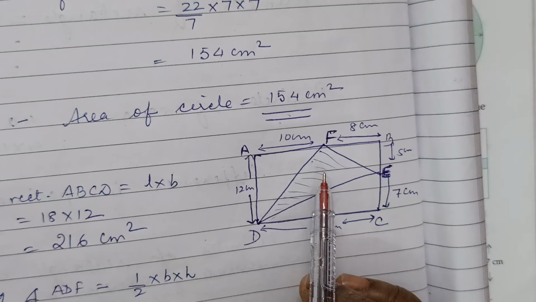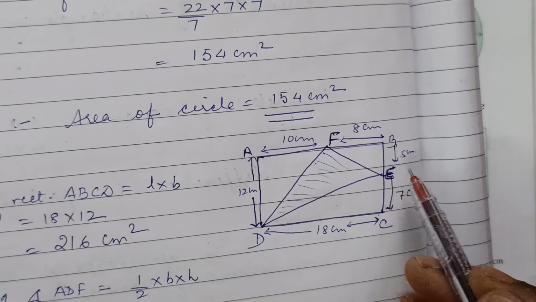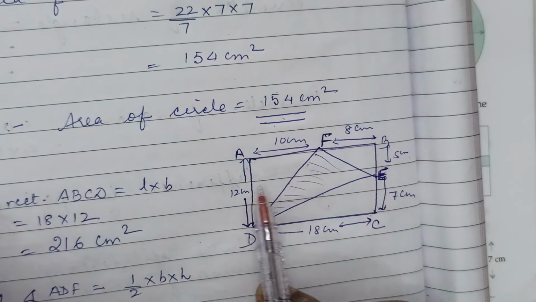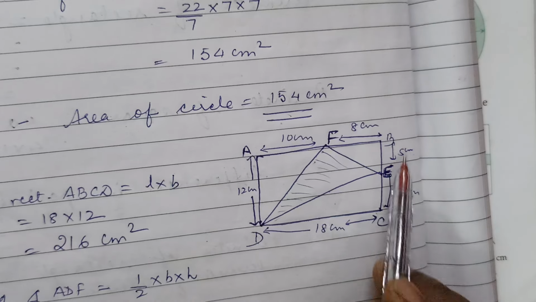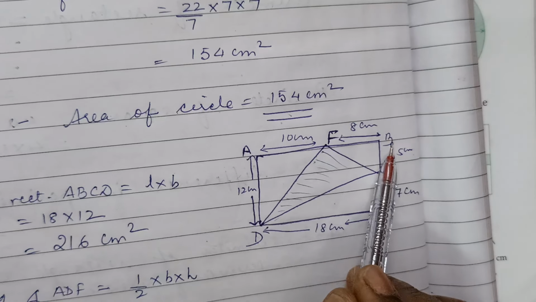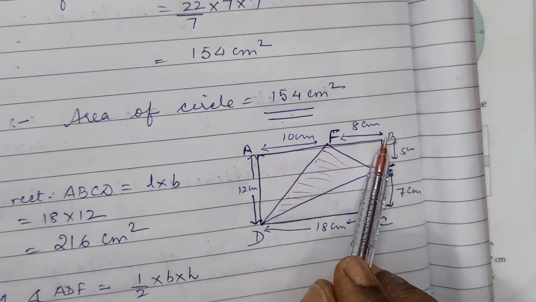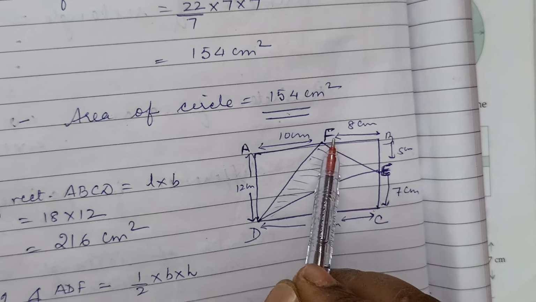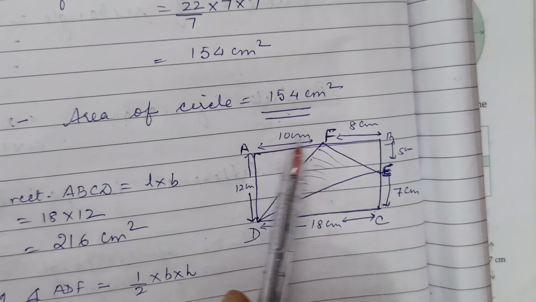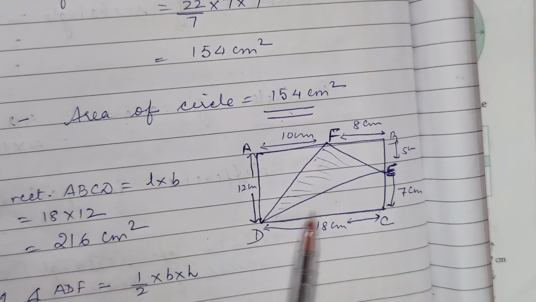Okay, now you see here it is 12 centimeter. This CE is equal to 7 centimeter. Now if it is a rectangle, both the sides will be equal. So this whole will be equal to 12, so this will be equal to 5. Similarly, if this is 18, this will also be 18. Now here AF is given as 10. So what will BF be equal to? 8 centimeter. 10 plus 8 is equal to 18. So first of all, we find out the area of rectangle.